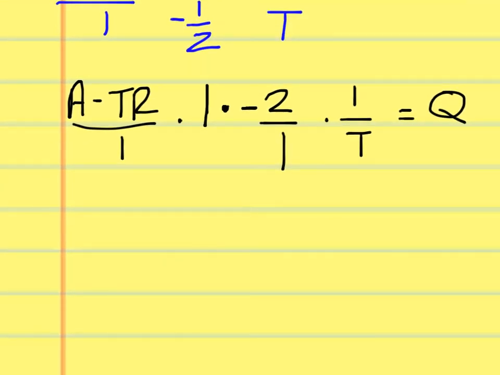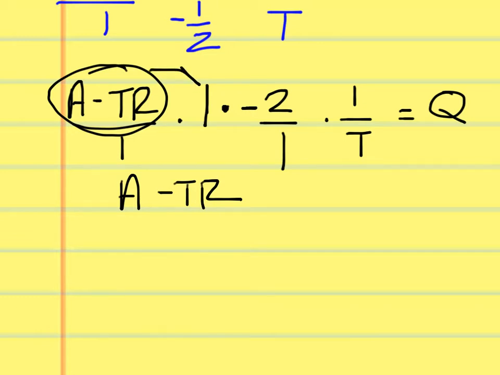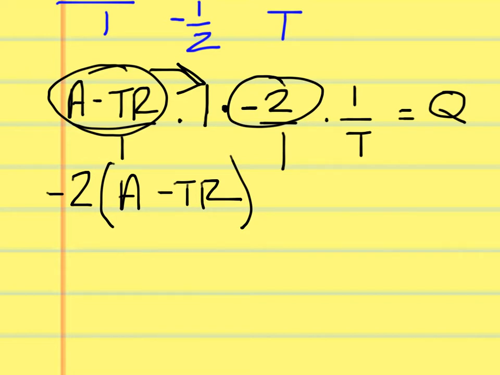So go back through there and simplify. You have a minus tr here. You're multiplying it by 1. Does that change anything? No. But I have to multiply by a negative 2 now. So put it in parentheses. Multiply by a negative 2. And then I'm multiplying by another 1. Does that change anything? No. And what's left on the bottom? T.